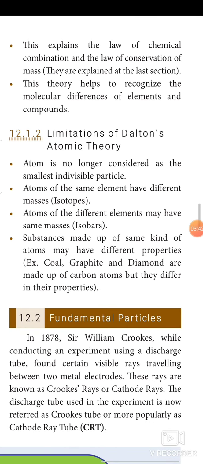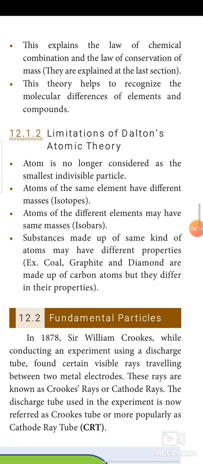There are many limitations in Dalton's atomic theory. What are they? Atom is no longer considered as the smallest indivisible particle because it can be divided. Atoms of the same elements have different masses. Isotopes are examples because their mass number is different. For hydrogen, H1, 1 is the mass number. Deuterium H2, 2 is the mass number. Tritium H3, 3 is the mass number.